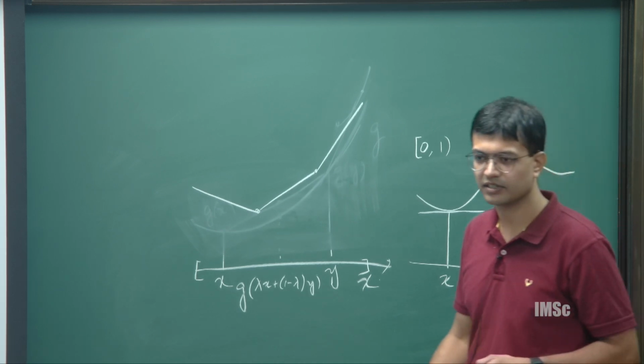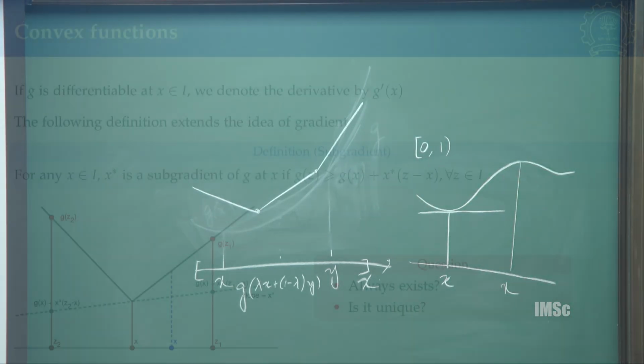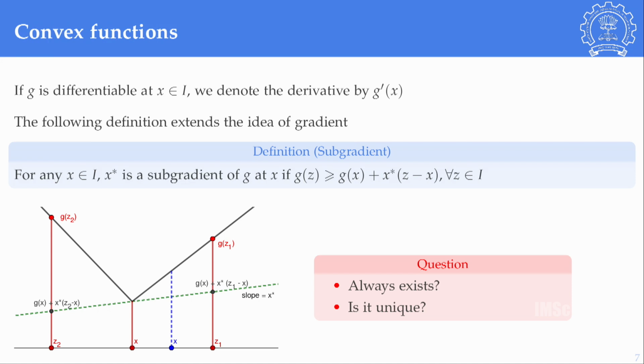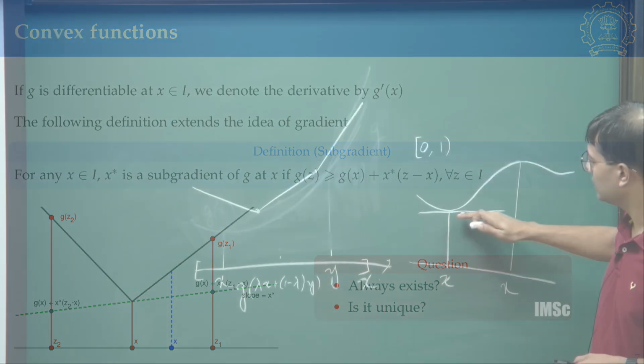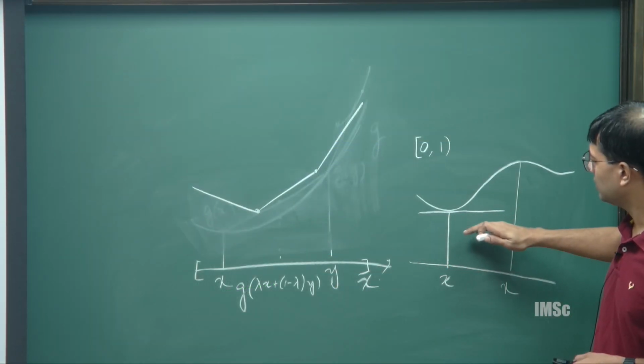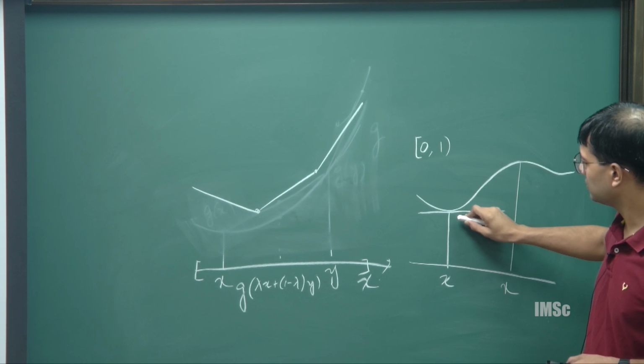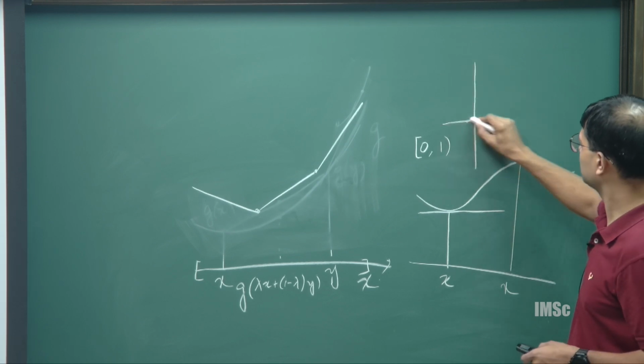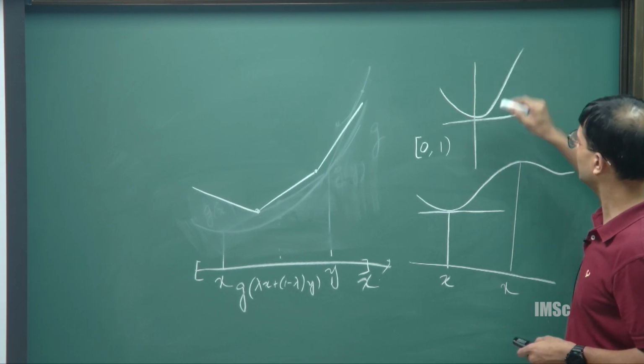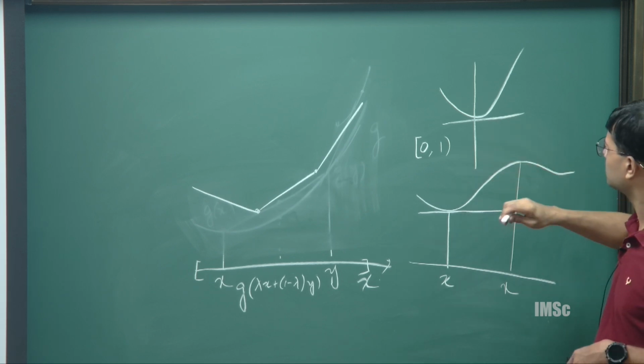Here, it is also not unique, it is differentiable at the first x. Yes, it is differentiable, but it has multiple subgradients. Why? Just draw a graph of y equals x. Then check at 0.